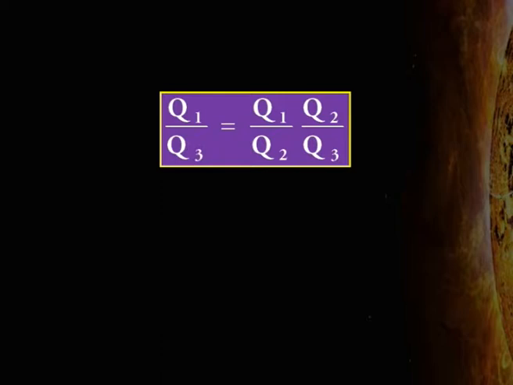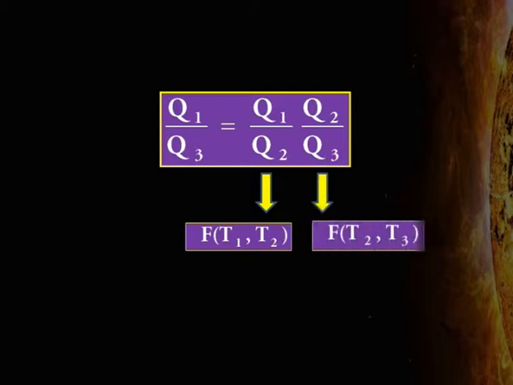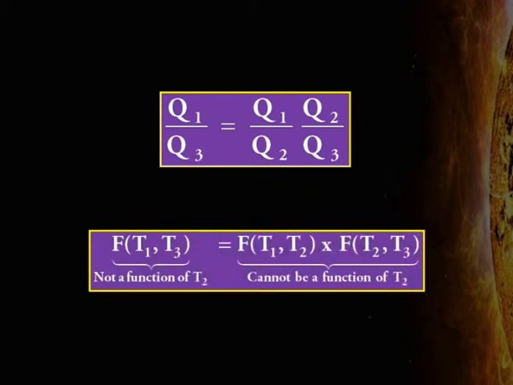But Q1 divided by Q3 will be equal to Q1 divided by Q2 multiplied by Q2 divided by Q3. Now you know that Q1 divided by Q2 is a function of T1 and T2 and Q2 divided by Q3 is a function of T2 and T3. If we put all these values, we will get f(T1, T3) equal to f(T1, T2) multiplied by f(T2, T3). The left hand side, Q1 upon Q3, is a function of T1 and T3, and is not a function of T2. Hence the right hand side, Q1 upon Q2 multiplied by Q2 upon Q3, cannot be a function of T2.